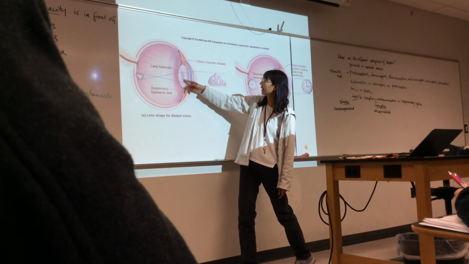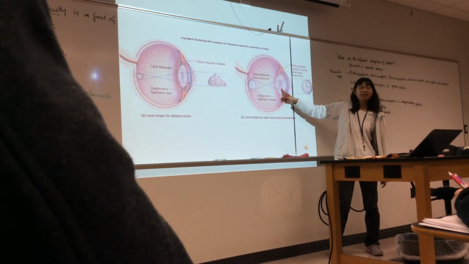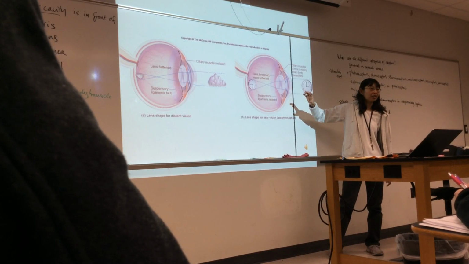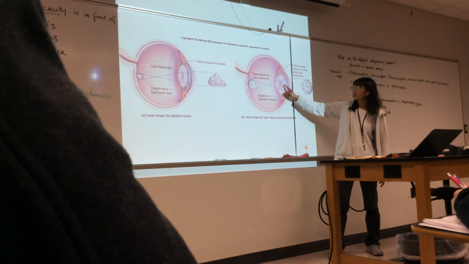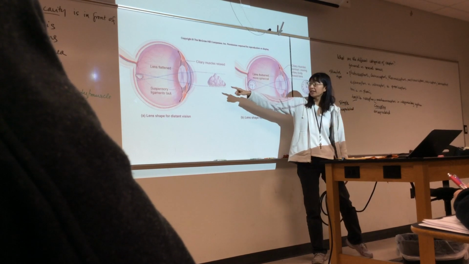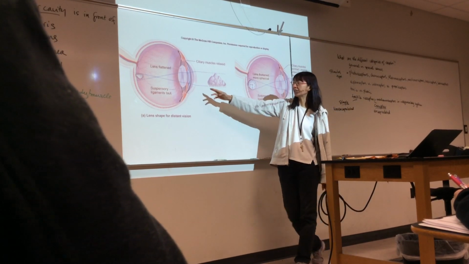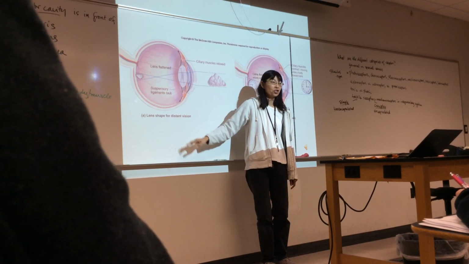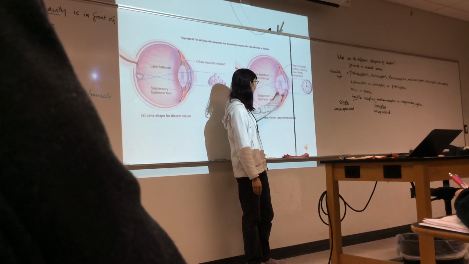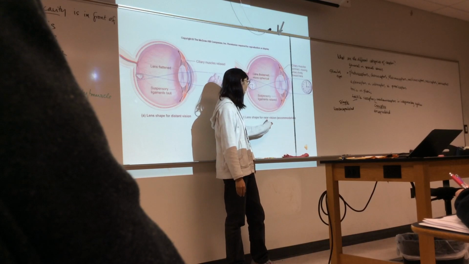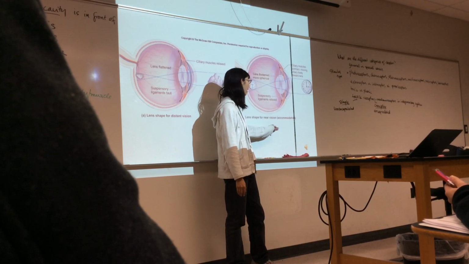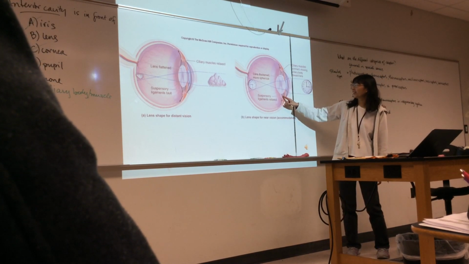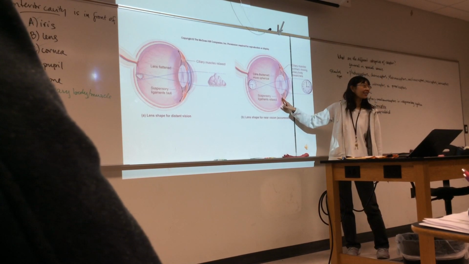See how the lens flattens versus the lens rounds up? Remember how we were talking about how the lens changes shape from fatter to skinnier? Because when it's skinnier, you're using it for your distant vision. And when it's fatter, you're using it for near vision. Okay. Near vision.